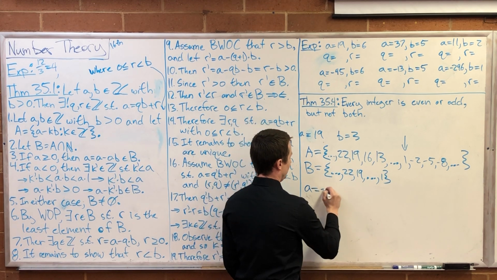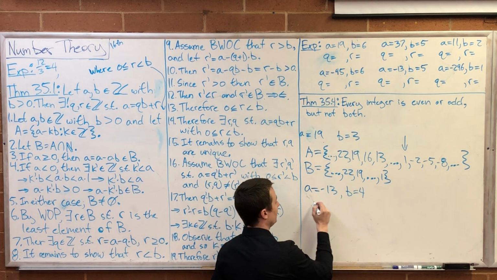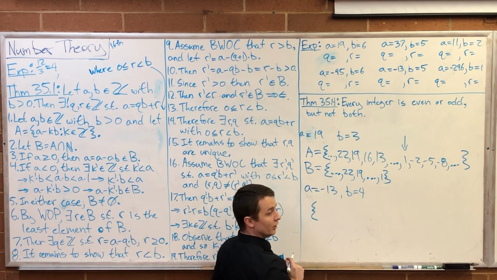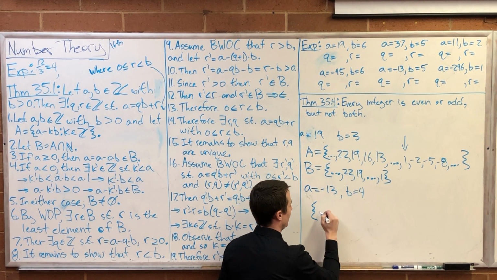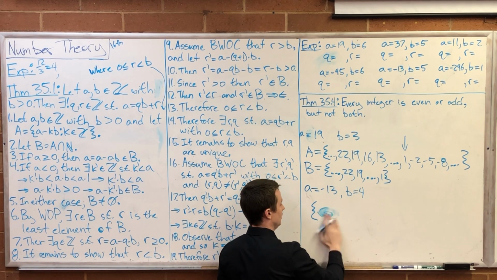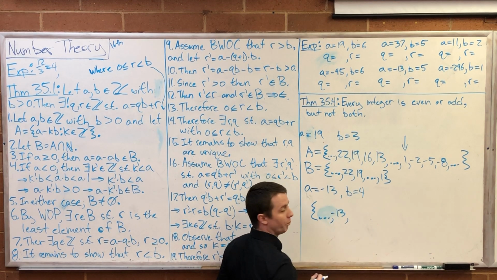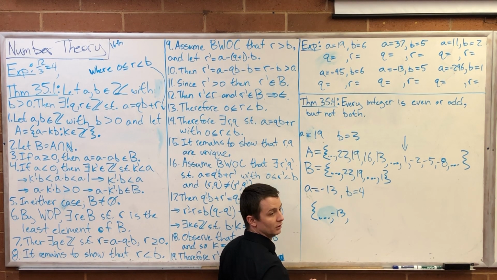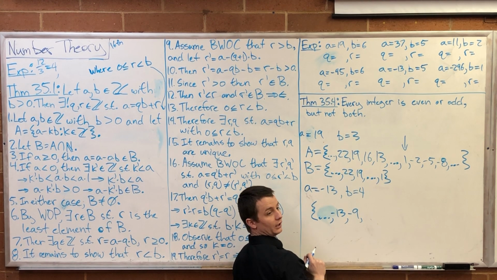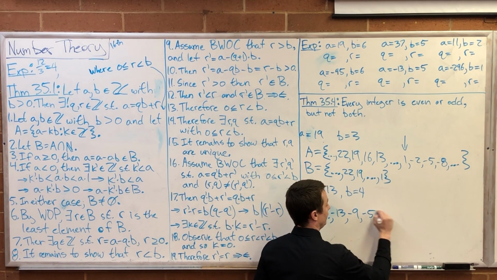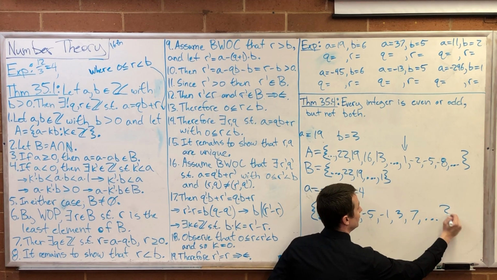So let's do A equal to negative 13, B equal to 4. What would the set look like in this case? So let's do negative 13. When we plug in 0 for k, that would be minus 13, right? Plug in negative 1 for k, what do we get? Negative 9. Plug in negative 2 for k, what do we get? Negative 5. And then we get negative 1. And then we get 3. And then we get 7, etc., right? Counting up by 4.